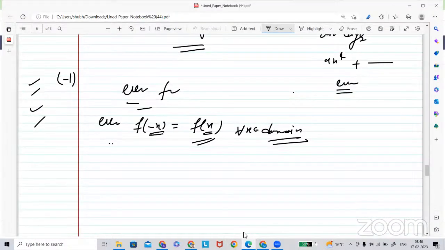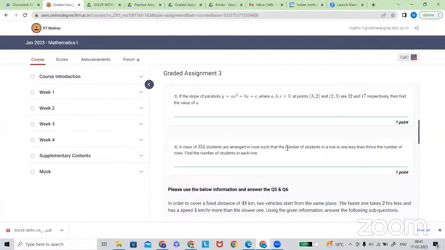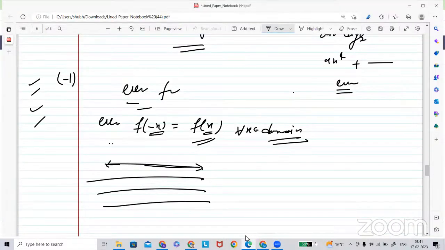Suppose some students are arranged row-wise, and in a row this number of students is there. So what is the other information it says? The number of students in a row is such that it is 1 less than thrice the number of rows. Suppose you have this number of rows.